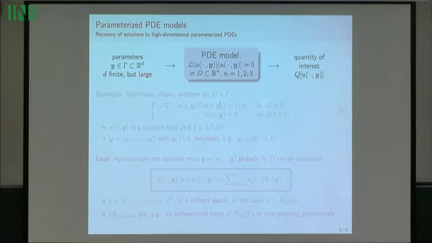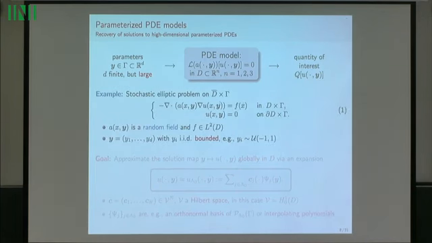But this is the typical setting of parameterized PDE models. So here we have some parameters y in Gamma, a subset of R^d, where d is finite but could potentially be very large. We have a PDE model that depends on maybe some data a and the parameters y, in a physical space D, a subset of R^n, where n equals 1, 2, or 3. And we want to compute some quantity of interest, Q(u), that depends on y as well.